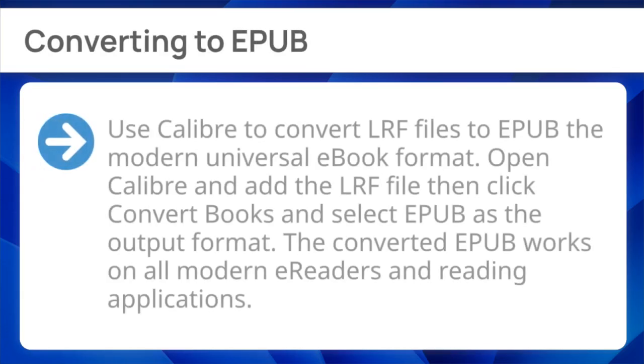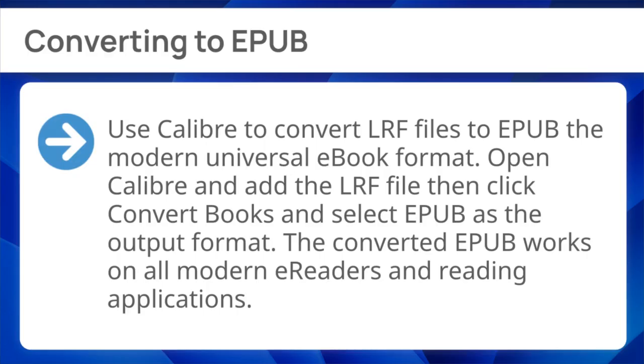Next, converting to EPUB. Use Calibre to convert LRF files to EPUB, the modern universal ebook format. Open Calibre and add the LRF file, then click Convert Books and select EPUB as the output format. The converted EPUB works on all modern e-readers and reading applications.